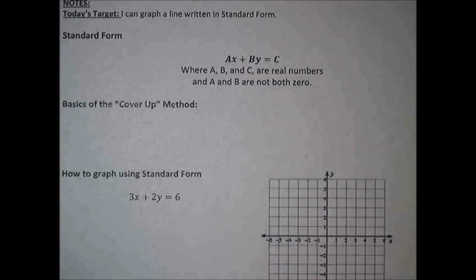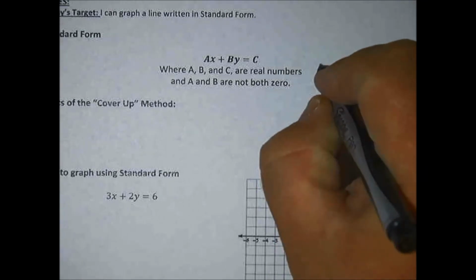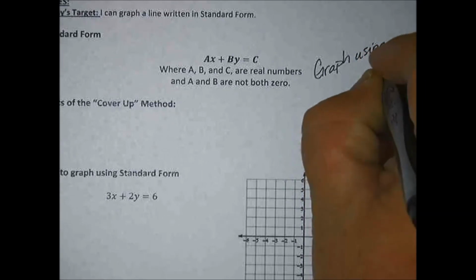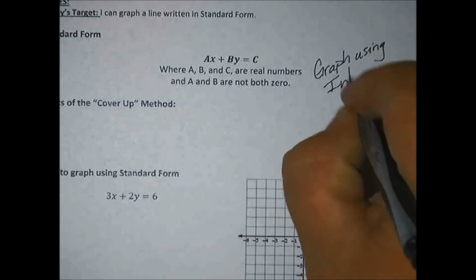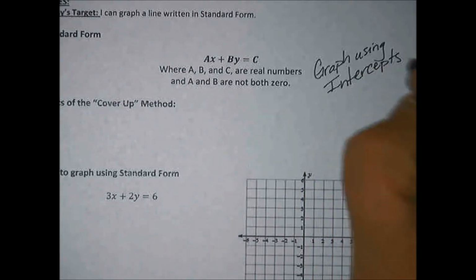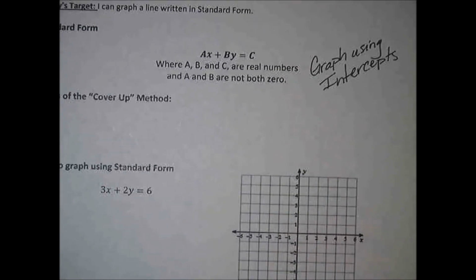But what we're going to be looking at here is a method to graph these. I really like to graph in standard form. We're going to graph using intercepts. In the last section we used the y-intercept, because we were in slope-intercept form. Today we're going to use the y-intercept along with the x-intercept.